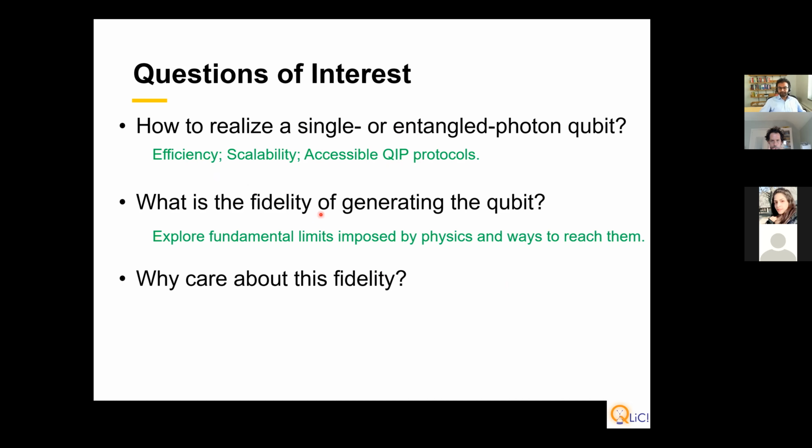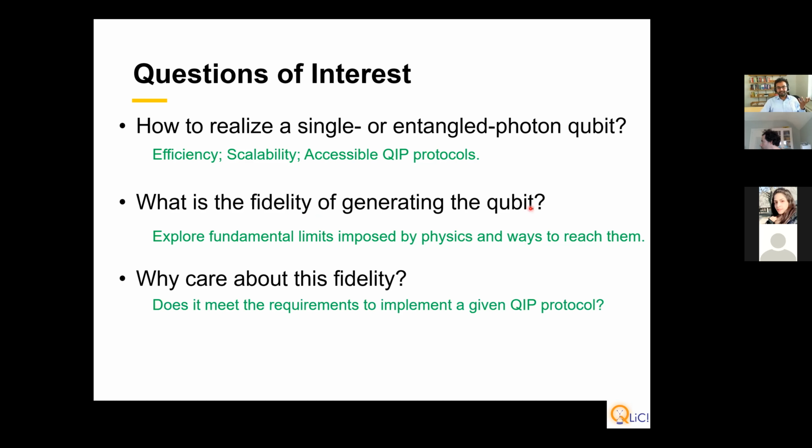The second one actually takes us in a different direction, but a very interesting direction. It's about understanding the fundamental limits that are imposed on generating these states. So it's exploring fundamental physics. So it's in a way a very good motivation to generate the best possible qubit.